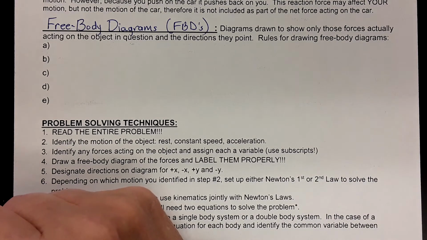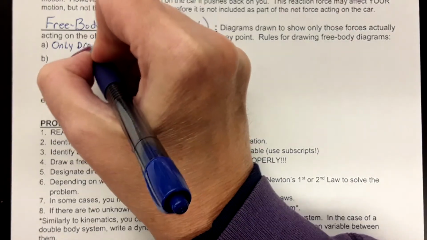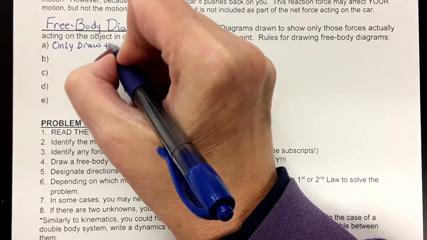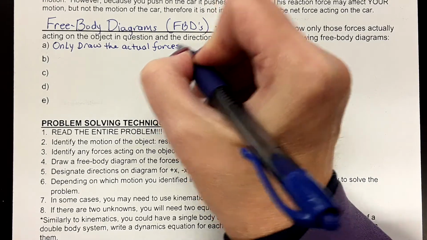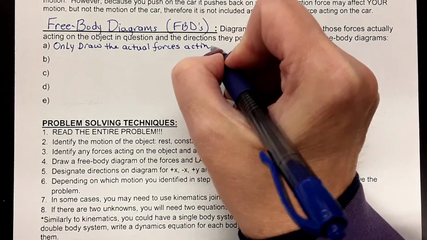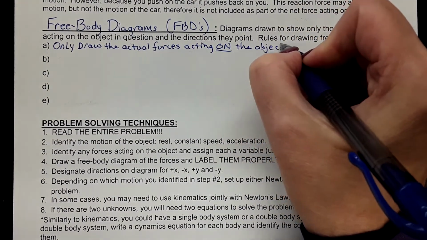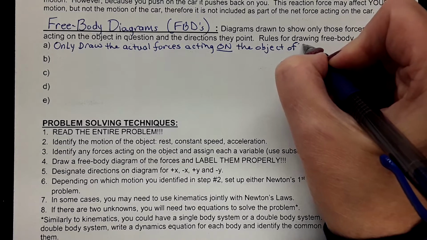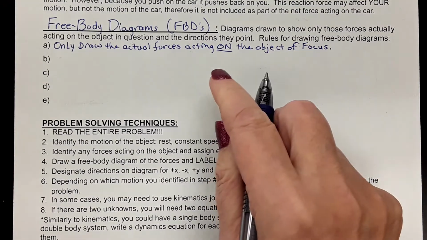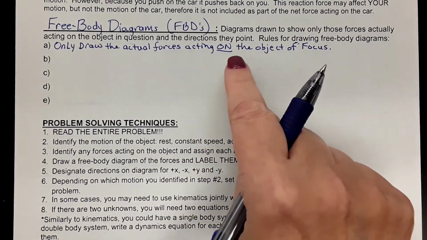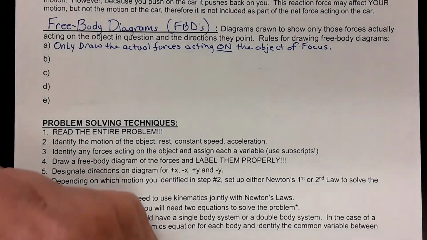First off, when we draw a free body diagram, we only draw the actual forces acting on the object of focus. Okay? If the object of focus is pushing back on something else, we don't care about that. We only care about the forces acting on the object itself. All right, the next one.